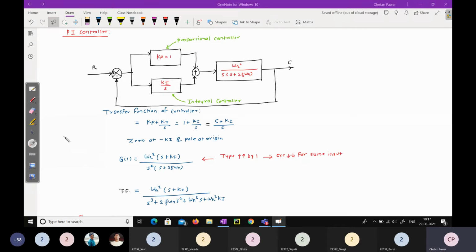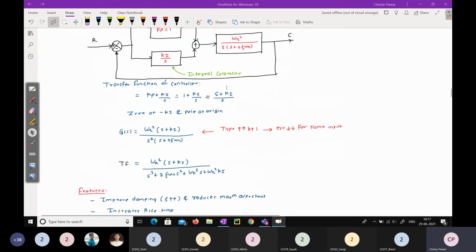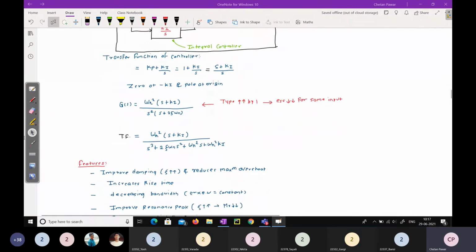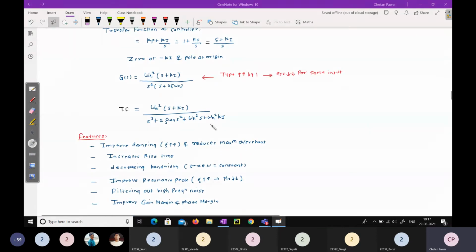Now if you see the transfer function of the system after the inclusion of the controller, this will be the transfer function of the system. From this, you can see that one zero gets added. Initially, there was no zero in the closed loop transfer function. But after inclusion of this controller, there is a zero in the transfer function. So if a zero gets added into the transfer function, what is the effect on the closed loop system stability?